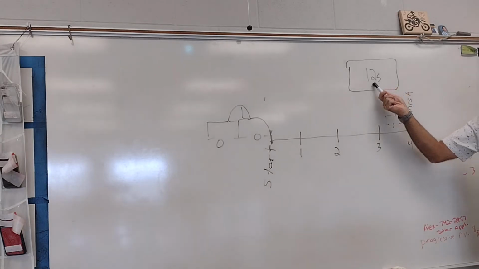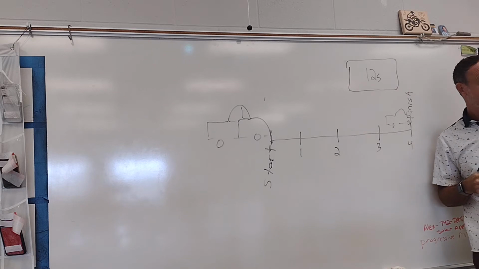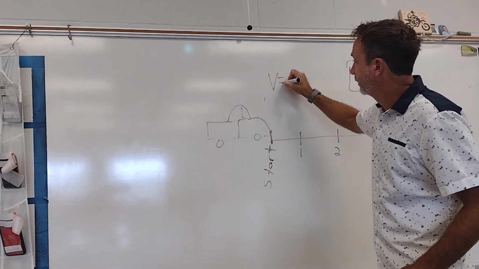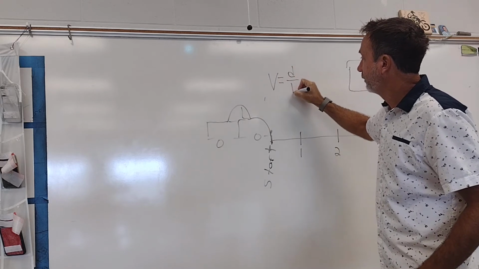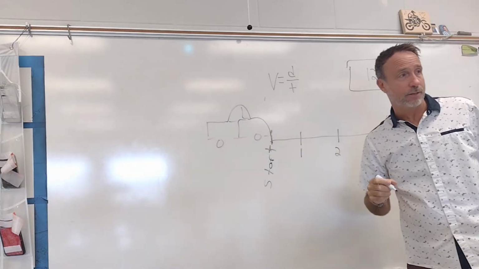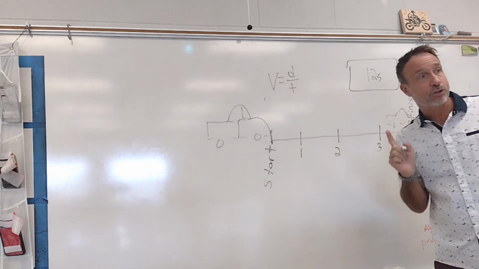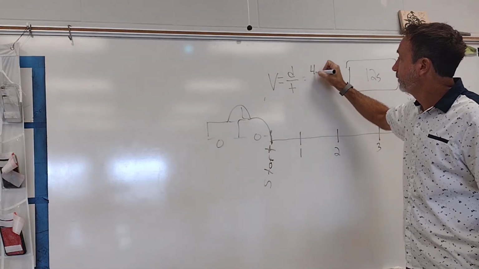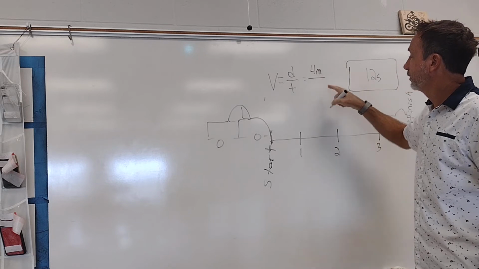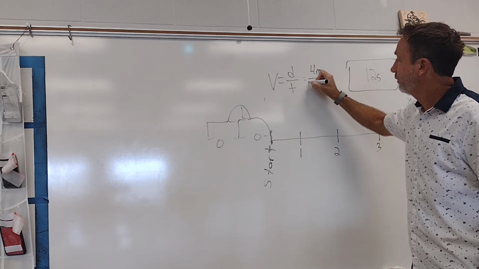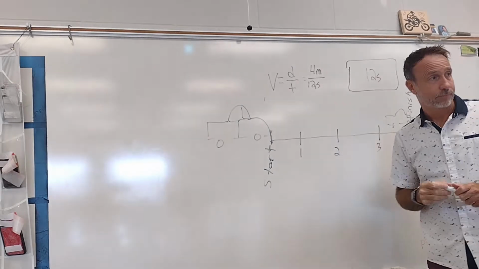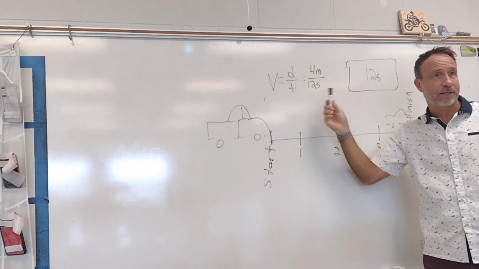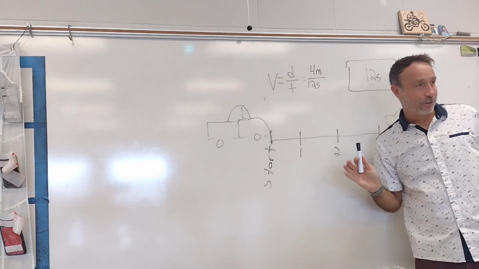That is the time. Everybody agree with that? So if we do the velocity formula and solve for how fast this car goes, in this situation, this car would have gone 4 meters and it would have taken 12 seconds. So the velocity of this car is 4 meters per 12 seconds. Now that's not a good enough number.